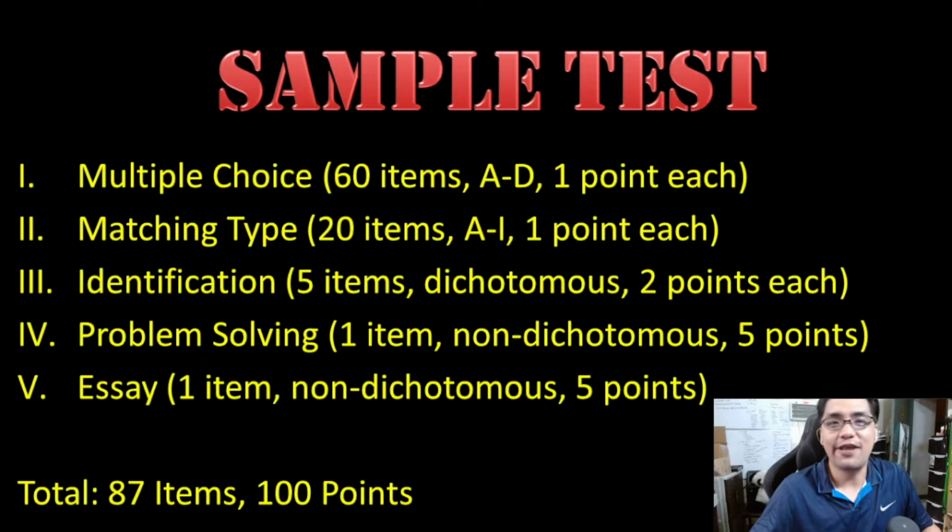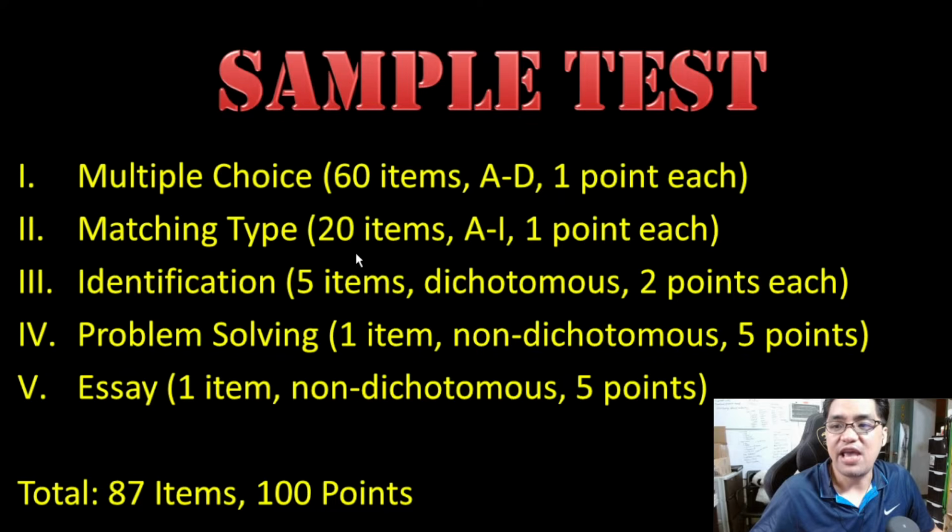So say for example, you have this sample test, and as you can see on the bottom part, this test has a total of 87 items and you have a total of 100 points for this particular test. So you have here the varying test types. So you have 60 items of multiple choice. The choices are A to D, and for those multiple choice questions, you have 1 point each.